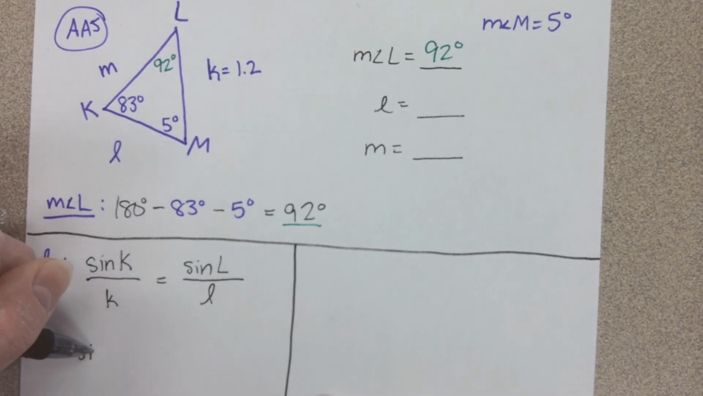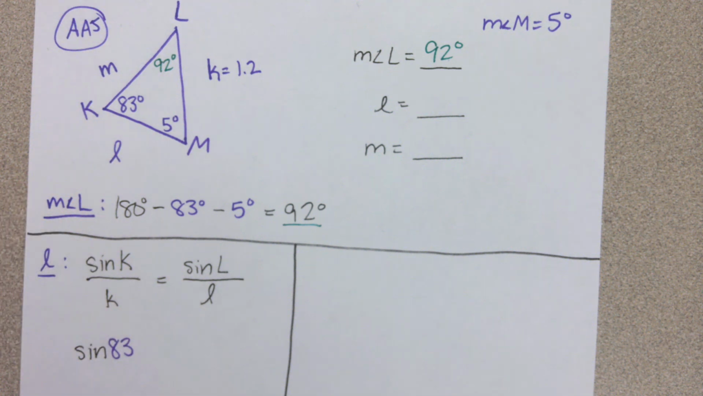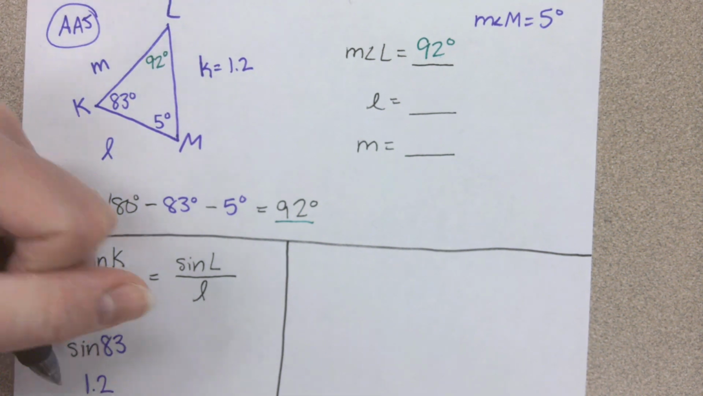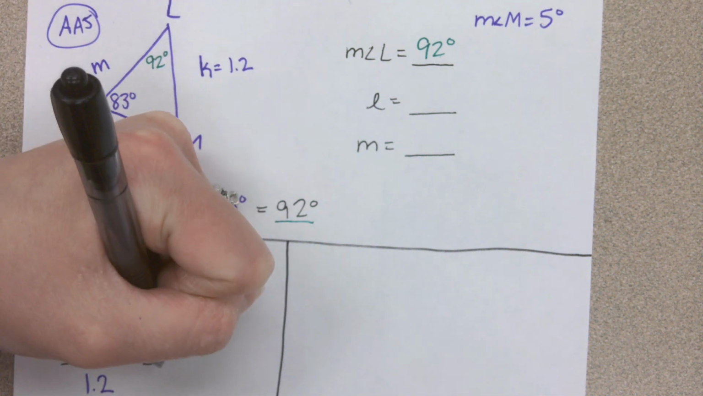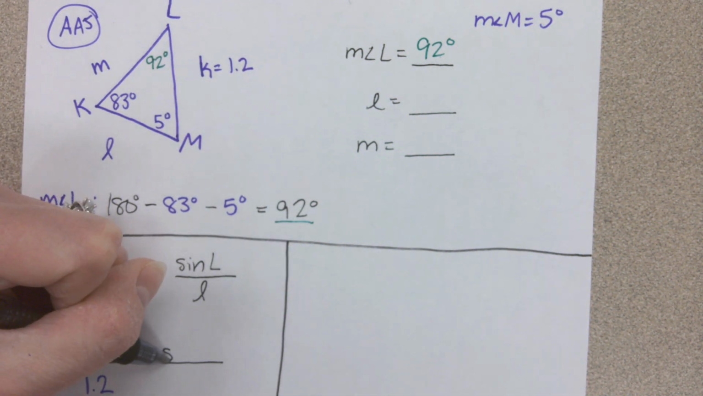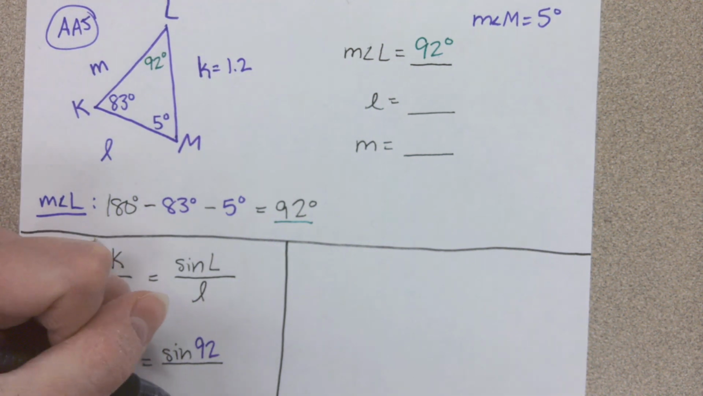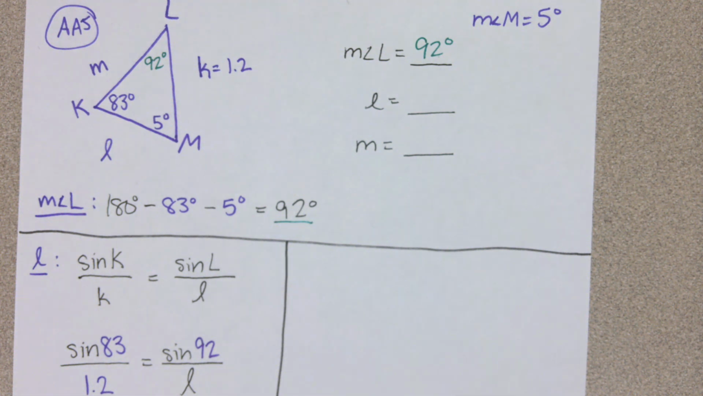Next, I'll fill these in. Sine of 83 over 1.2 equals sine of 92 over little l, which is what we're solving for.